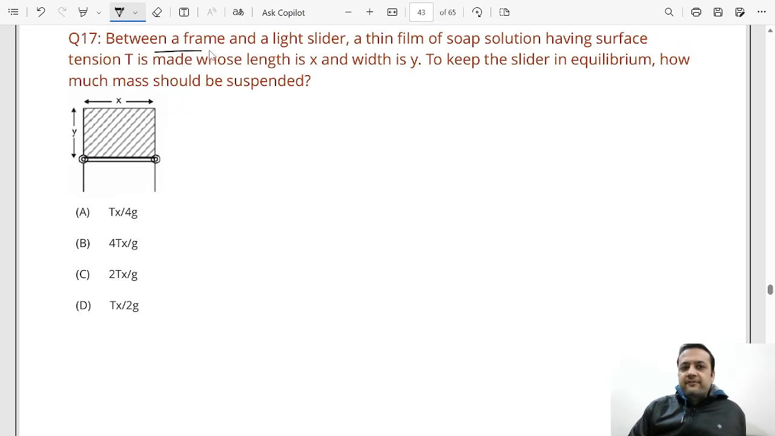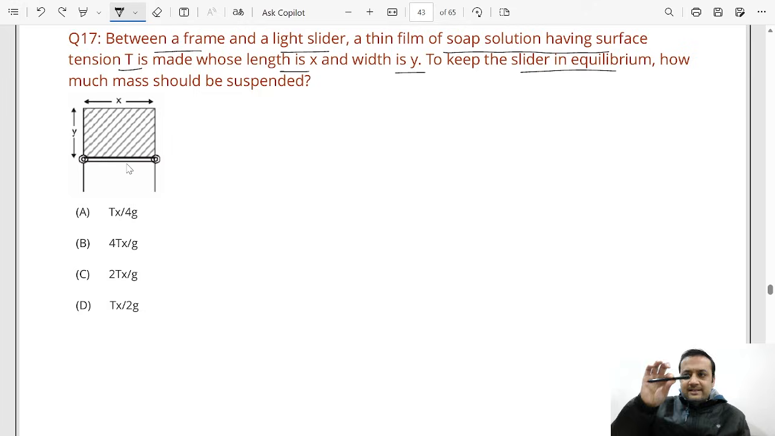Here what happens, between a frame and a light slider, a thin film of soap having surface tension T is made, whose length is x and width is y. To keep the slider in equilibrium, how much mass should be suspended? So basically what is happening here is that this is a slider. That means it's like a slider, it can move up down like this. What here you are seeing is a soap film. Now what will this soap film do? So look, the soap film will apply surface tension force like this.